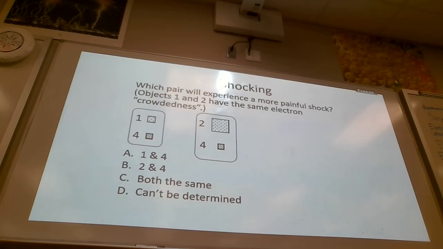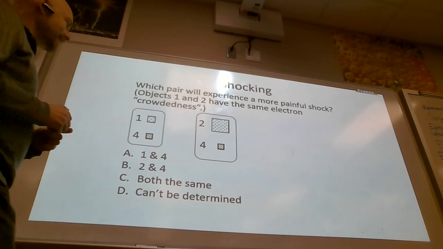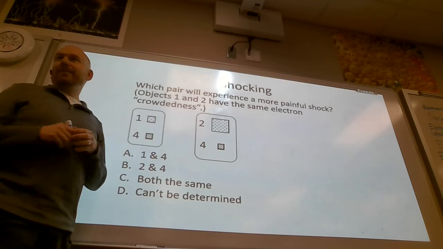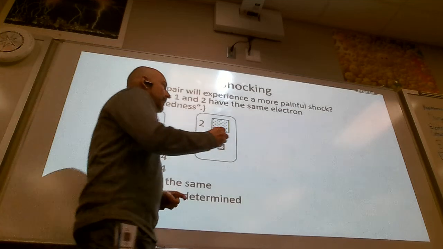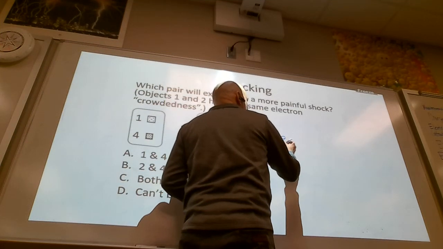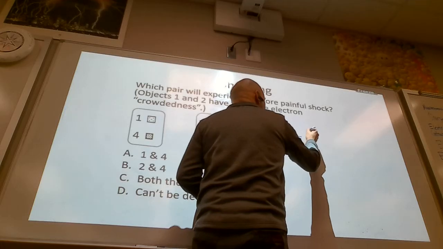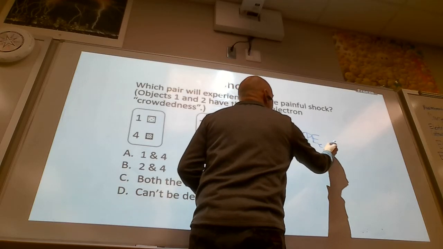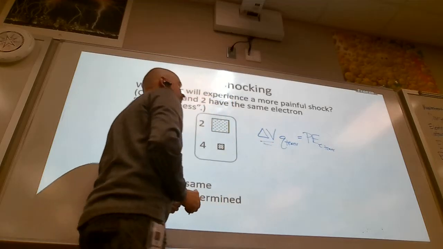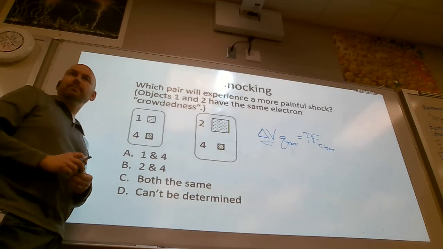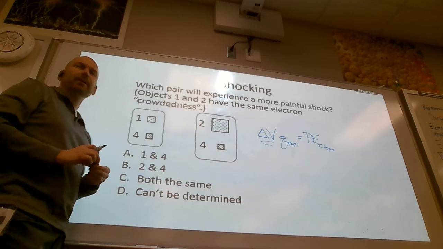Gotta vote for C. Everybody agree with C? I'm going to venture the answer is B. Here is why. They are equally motivated, I'll give you that. They have the same voltage, same comparison of crowdedness. However, check this out.